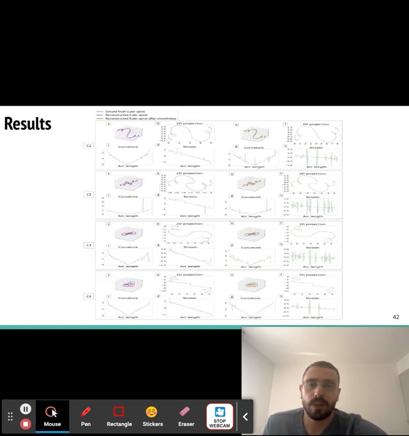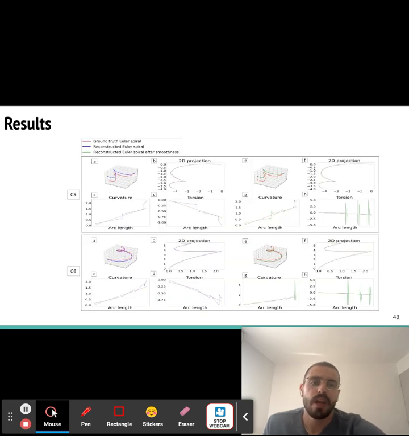So, the result of the first experiment is presented in this figure, which shows 4 reconstructions out of the 100 experiments that we did. As you can see, each reconstruction includes a comparison between the ground truth Euler spiral in blue and the reconstructed Euler spiral in green, before applying the post-processing in A, B, C, D, and after applying the post-processing smoothing in E, F, G, and H.